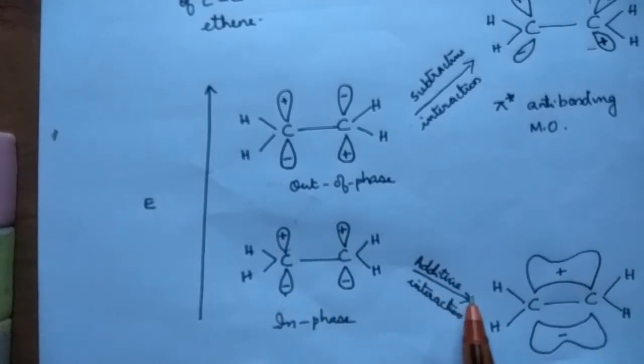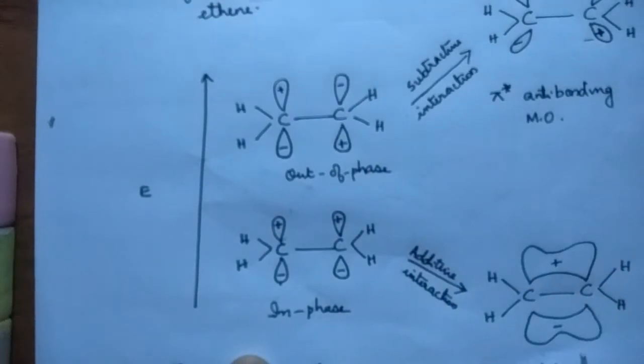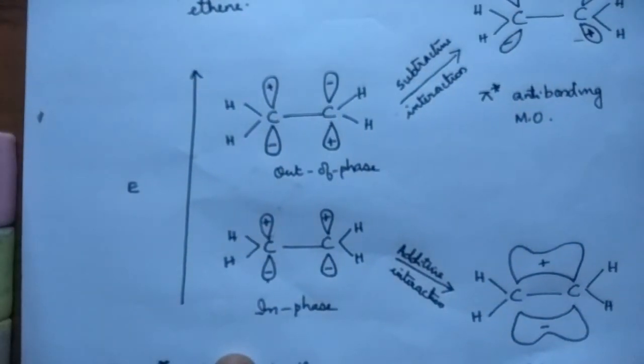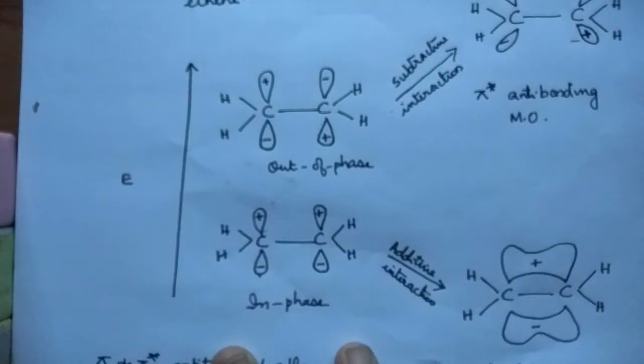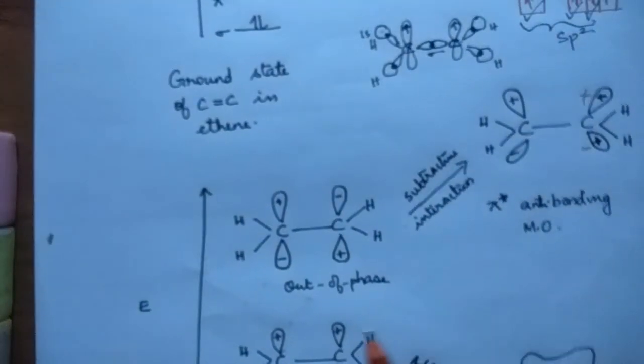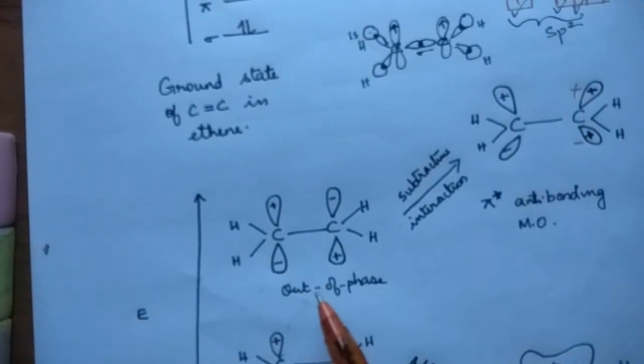This overlapping that is taking place is known as the additive interaction, and the resultant is known as the pi bonding molecular orbital. Earlier it was a single orbital, now it has formed a bonding molecular orbital. When the bonding molecular orbital forms, you can say that a bond is formed over there. And there is one more possibility, that is out of phase.